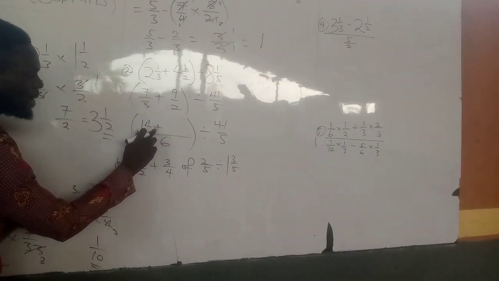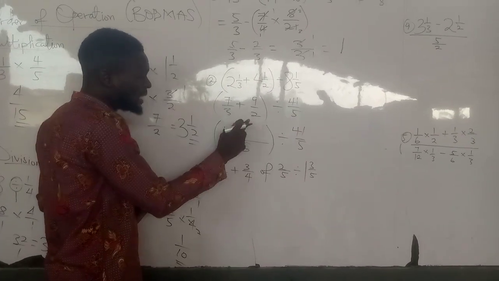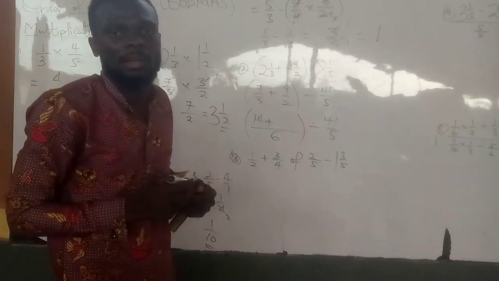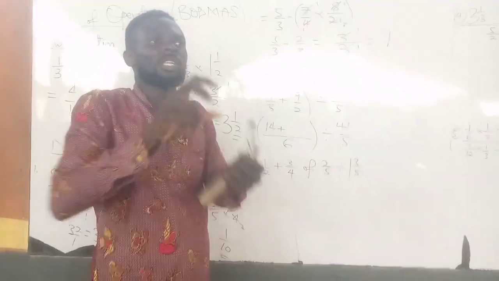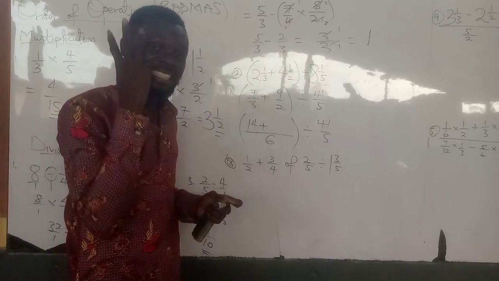The sign I have is plus, so I bring it here. Then what you did here, you do the same here. This time, ask yourself, 2 will go into 6 how many times? 2 will go into 6 3 times.